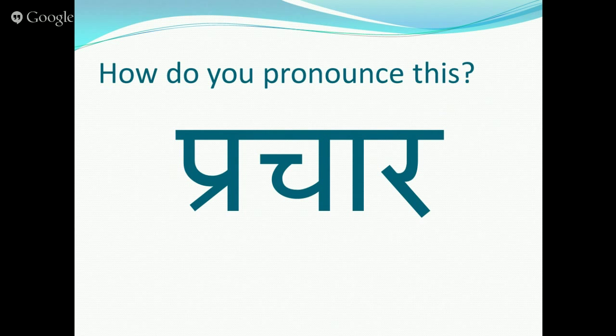How do we pronounce this? This is pra followed by jar. Do you notice Mr. Root is after the pa, which is the pa with no air in Hindi. So this is pra jar.